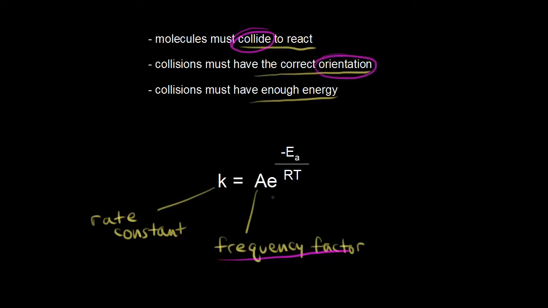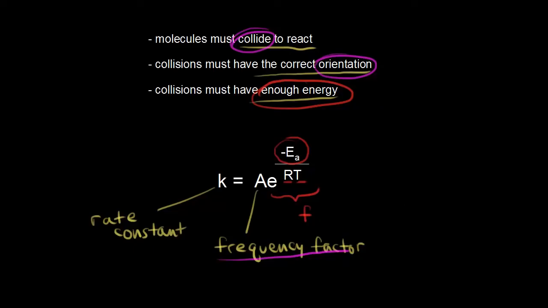Over here on the right, this e to the negative EA over RT is talking about the fraction of collisions with enough energy for a reaction to occur. We symbolize this by lowercase f. F depends on the activation energy, EA, which needs to be in joules per mole. R is the gas constant, and T is the temperature in Kelvin.